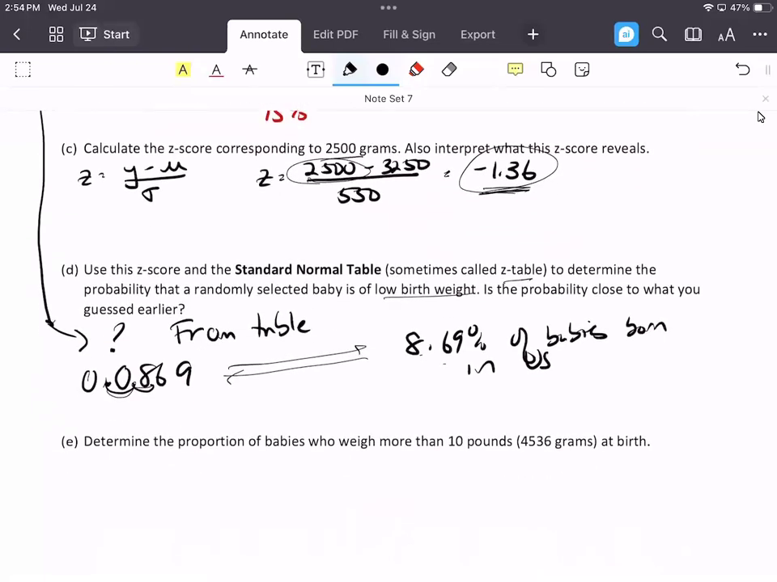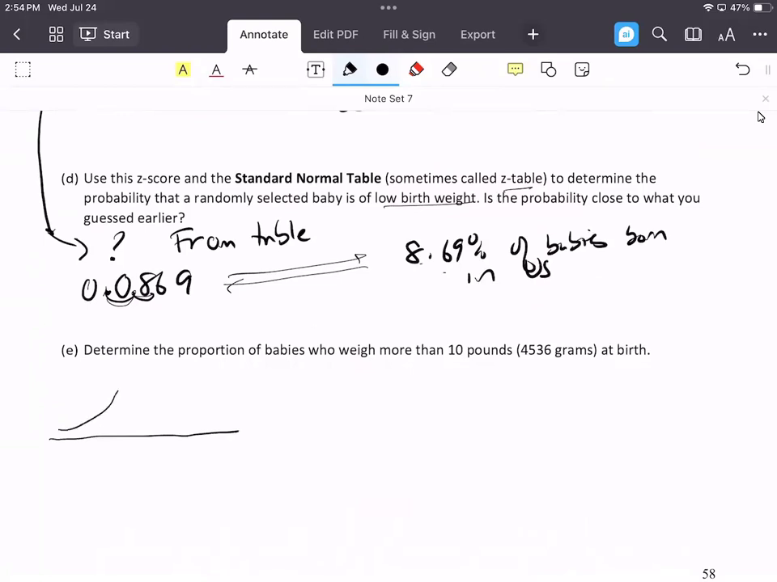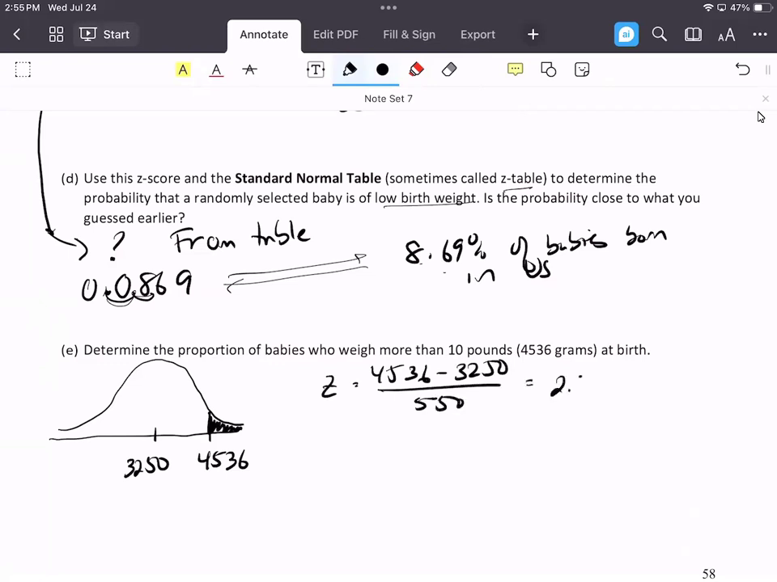Part E. Determine the proportion of babies who weigh more than 10 pounds, 4,536 grams at birth. This time, we've got our center at 3250, and we want 4,536 grams and weighs more than. So we know that we're going to shade this side. You notice I'm not doing really special charts or drawings. I'm just trying to do a quick sketch so that I make sure I grab the right number in the end. So I'm going to first calculate my z-score: 4536 minus 3250 divided by the 550, and I get 2.34. I would expect a positive z-score because right here would be 0, and anything going this way would be bigger because the y value is bigger than the mu.